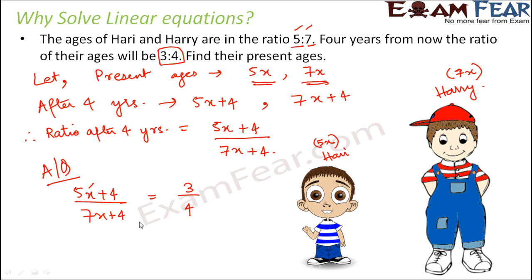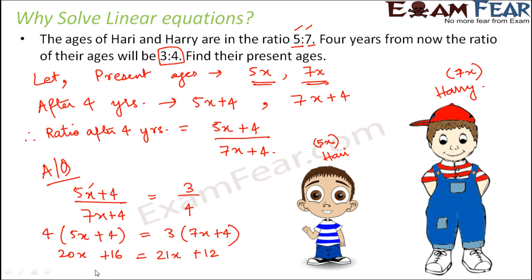So let's do that. How will you solve this equation? This is in the form of numerator by denominator equal to numerator by denominator, so we will cross multiply. Cross multiplication gives 4 into (5x plus 4) is equal to 3 into (7x plus 4). So this would be 20x plus 16 is equal to 21x plus 12. Therefore, 20x minus 21x is equal to 12 minus 16, or minus x is equal to minus 4. Therefore, x is equal to 4.